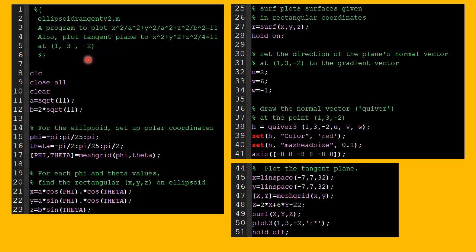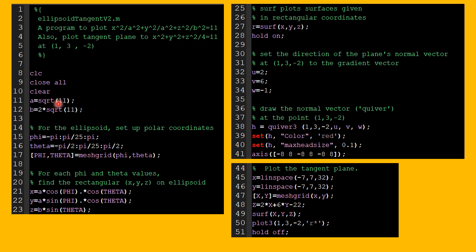So let's take a look at the program. First, between percent left brace and percent right brace, we have a comment telling us what this program should do. And then the executable code starts down here. CLC is to clear the command window, close all closes all figures, and clear clears the workspace of any variables that might be out there. We like to put clear in here because if we ran another MATLAB program before this one, those variables might still exist and who knows, might interfere with what we're trying to do. So it's best to get rid of them.